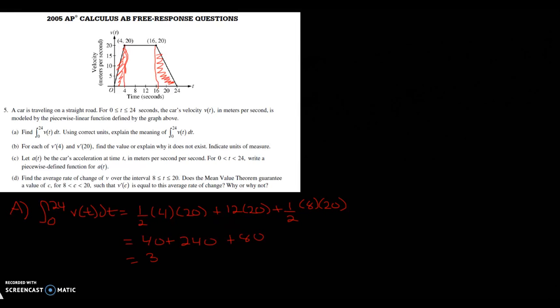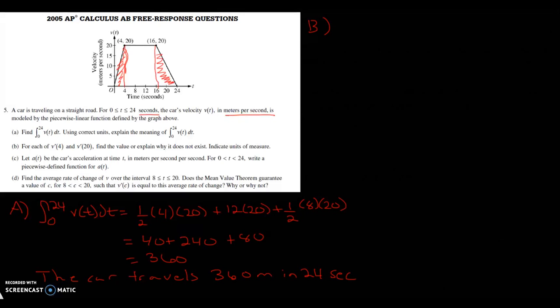Now we have to explain what the meaning of this is. Since it says seconds and it says meters per second, when we answer this, we could say the car travels 360 meters in 24 seconds. Okay, part B.